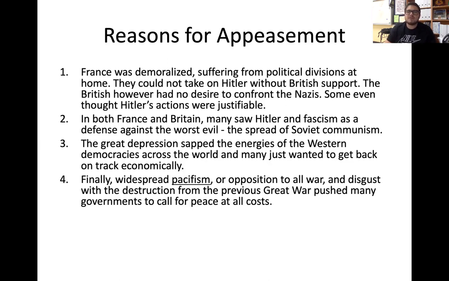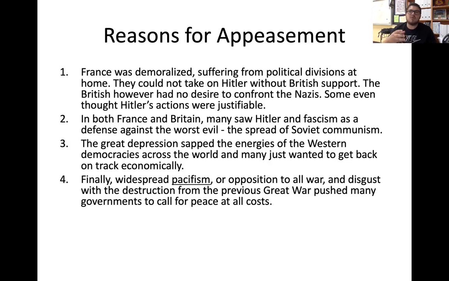And they didn't really want to get in his way. Number two, in both France and Britain, many saw Hitler and fascism as a defense against the worst evil, the spread of Soviet communism. Because, class, the direct enemy of capitalism, of what was happening in the world during the Roaring Twenties, is communism. If communism comes in and changes everyone's ideology and the economy, you're not going to be able to have what people were experiencing in the Roaring Twenties. You're not going to see this massive economic growth.